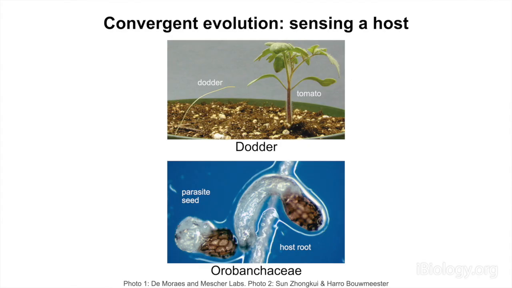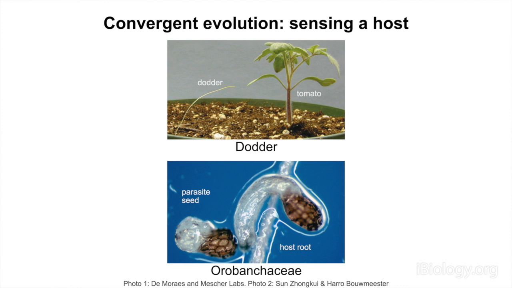So here you see two images, and they represent parasitic plants from groups that independently or convergently evolved parasitism. And one adaptation that has evolved convergently in these groups is a way to sense a host. So at the top, we have a parasite called dodder, and it picks up on nearby hosts when it detects metabolites that those hosts are releasing into the air.